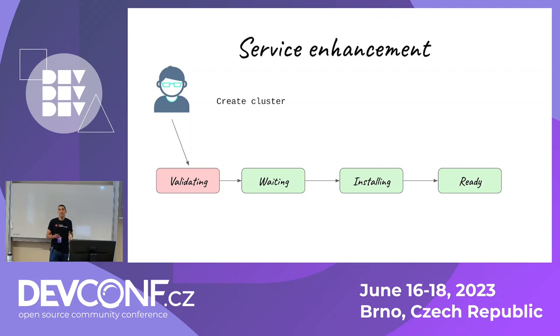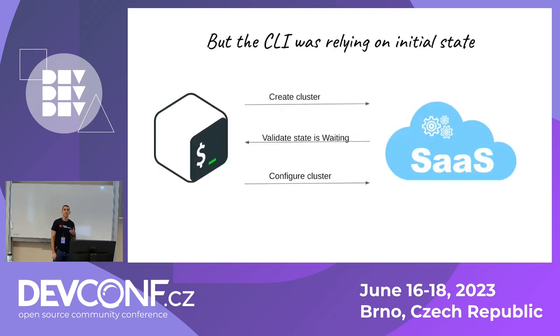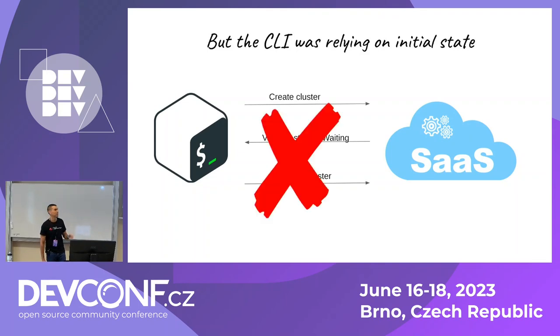Now, I wanted to enhance the service and add another state, which will perform some validations inside the user cloud account and prevent later installation failures. The problem is, our CLI was counting on waiting state being the initial state. So I went home, tested everything on my service, had it reviewed, had it merged, everything was great. Next morning I found out the CLI is broken.